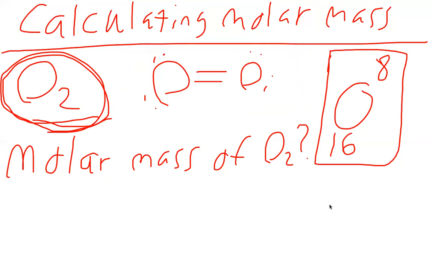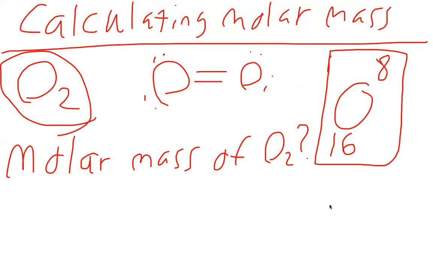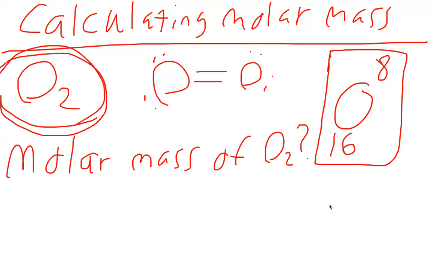No, I see what you're saying, but I'm just representing them two different ways. This picture represents what this chemical formula is showing us. So look at one of them only. Let's say look at this one. How many oxygen atoms are here? 2. Good. And each oxygen atom has a molar mass of how many grams per mole?